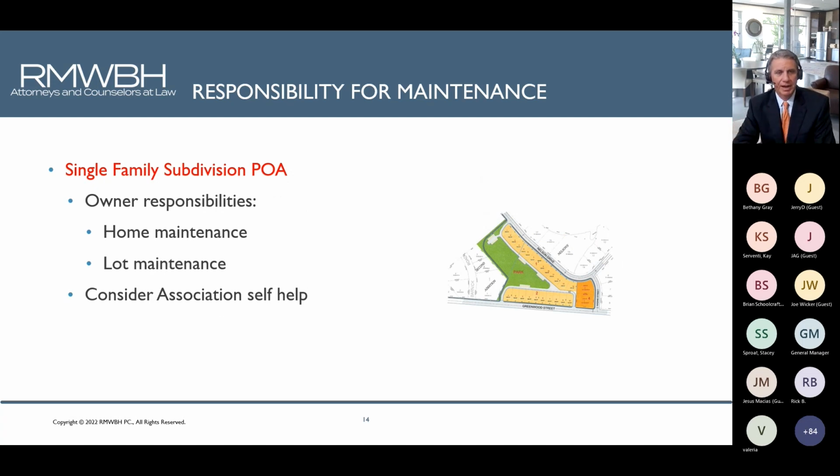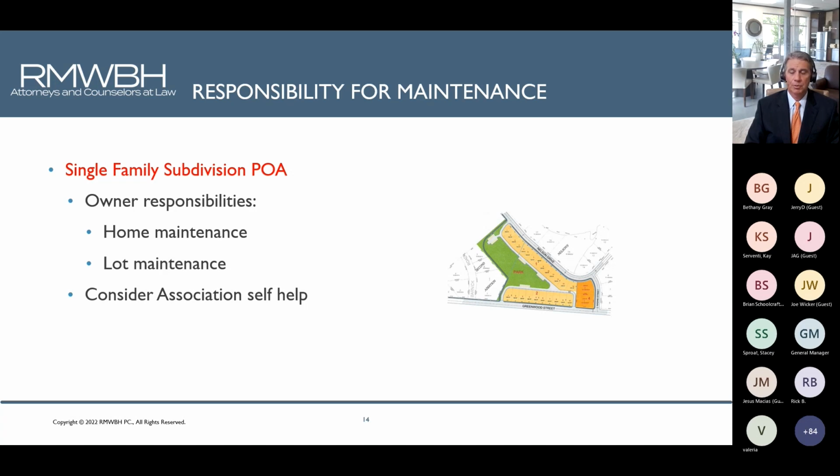On single family POAs, of course, what is the owner responsible for? Their home maintenance, lot maintenance. Now, one of the things that was brought up in our last webinar on this is how do we deal with a homeowner that is not fulfilling their contractual obligations for maintenance. Because that really is what it is. They move into these deed restricted communities. They have certain responsibilities that are theirs, i.e., yard maintenance, that sort of thing.